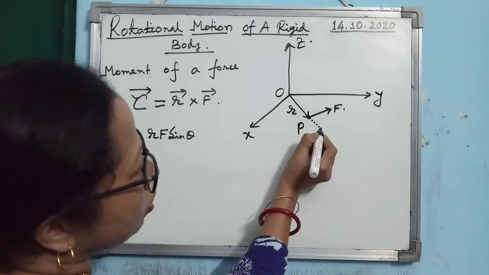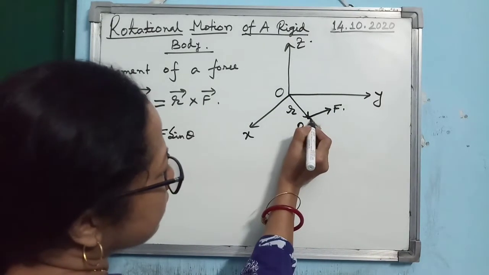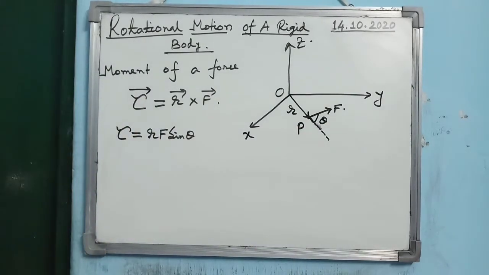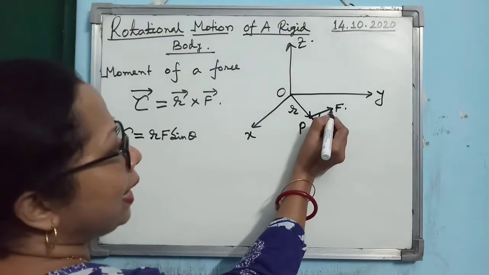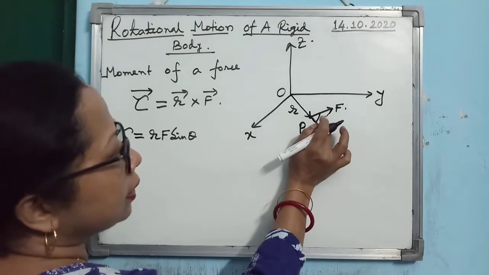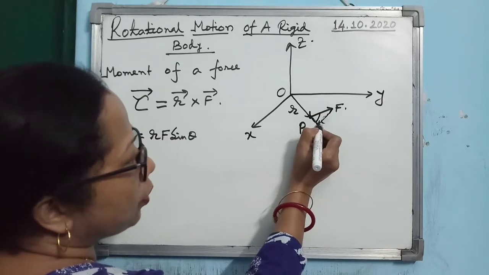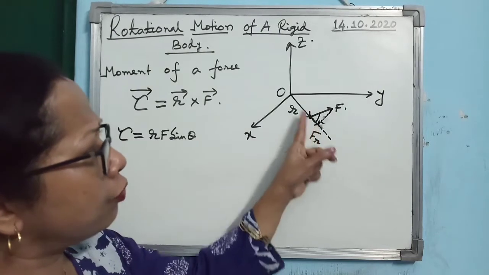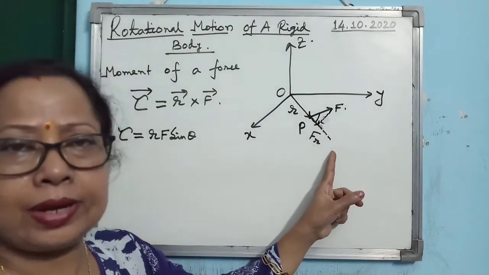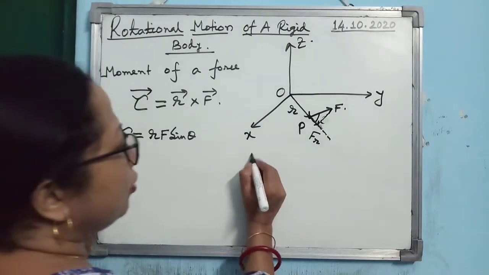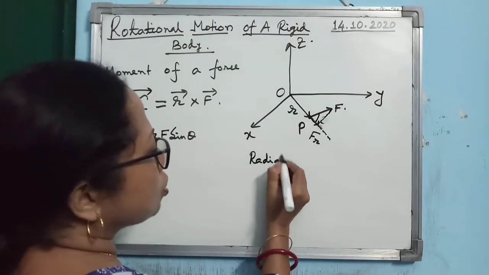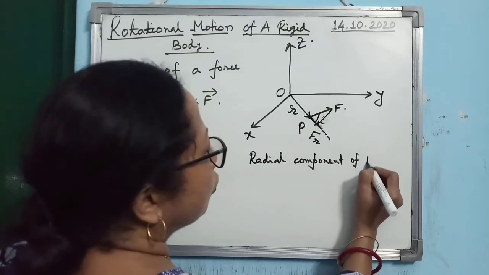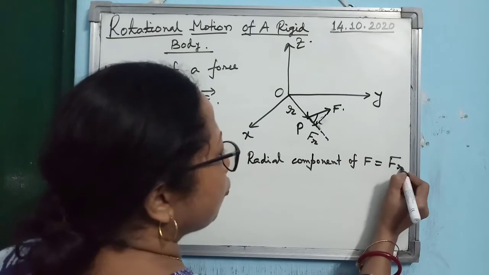So which angle is theta? If I extend this R vector, then this angle is theta. Now you can break F into two components. One is Fr, the component of the force along the position vector R, which is known as the radial component of force, and we denote it by Fr.